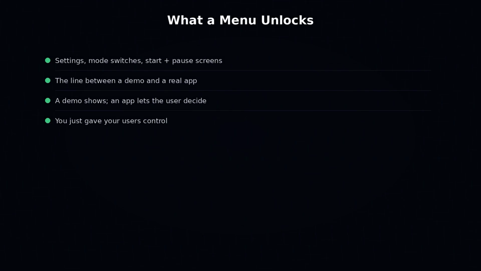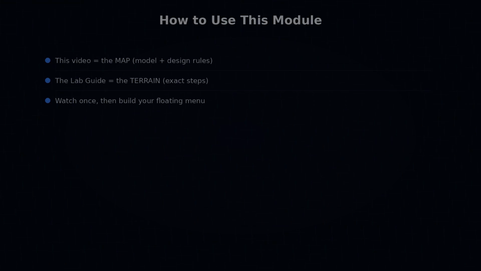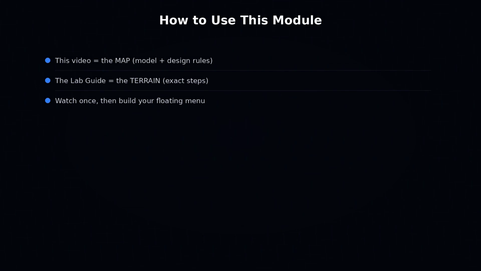Think about what a menu unlocks. Settings. Mode switches. A start screen. A pause menu. A way to choose what happens next. This is the line between a tech demo and a real app. A demo just shows one thing. An app lets the user decide, and your floating panel is how they decide. You just gave your users control.